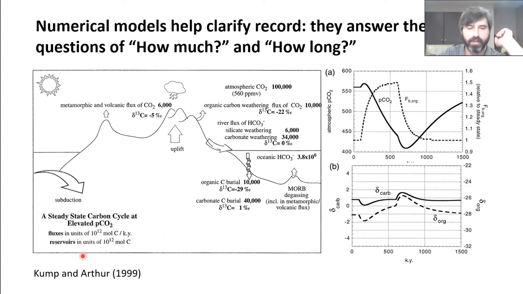This is an excerpt from a famous set of studies from Penn State. They've taken atmospheric PCO2 as their input, and they're using this link system to describe, if I perturb the atmosphere's CO2, how is that going to affect carbon isotopes in carbonates and in organic matter? Because those are two things I can measure in the rock record. The way I think of this is that numerical models give me a sense of how much, and a sense of how long: what timescales do these processes operate over, and can I match that to the timescale that I'm seeing in the stratigraphic record?